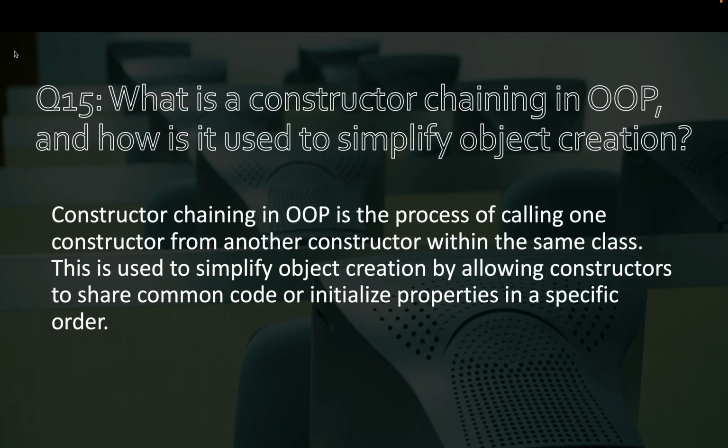Question number 15. What is constructor chaining in OOPS and how is it used to simplify object creation? Constructor chaining in OOPS is the process of calling one constructor from another constructor within the same class. This is used to simplify object creation by allowing constructors to share common code or initialize properties in a specific order.